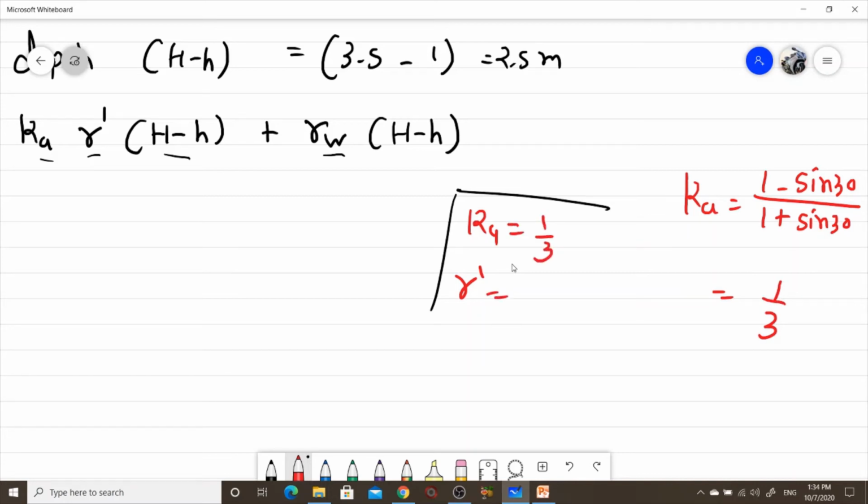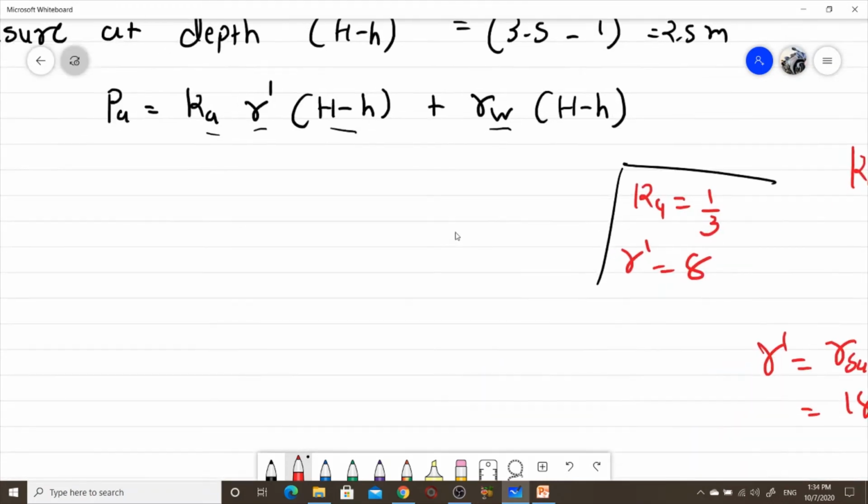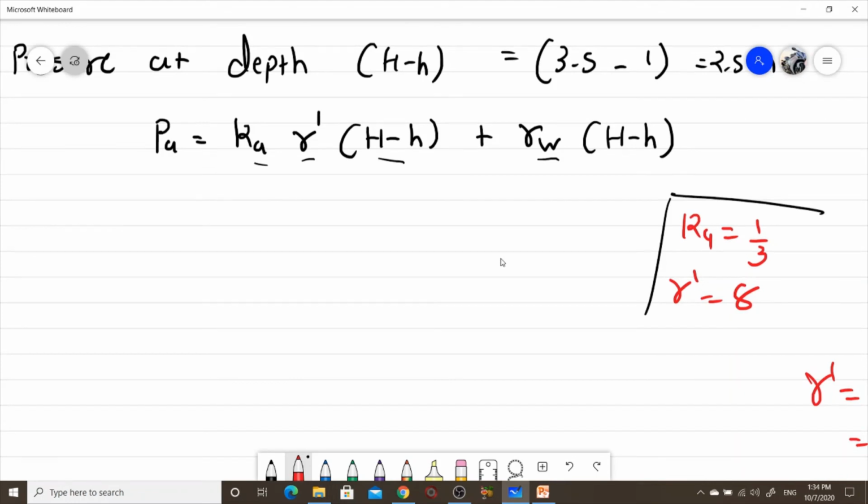Gamma dash is missing, so gamma dash is equal to gamma saturated minus gamma W. Gamma saturated is given as 18 and gamma W is 10, so gamma dash is 8. Okay, so we have all the values here. Let's put all the values in this equation. So Ka is 1/3 into gamma dash 8 into capital H minus small h 2.5, plus gamma W 10 into 2.5.